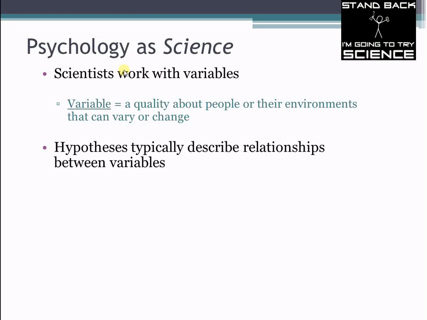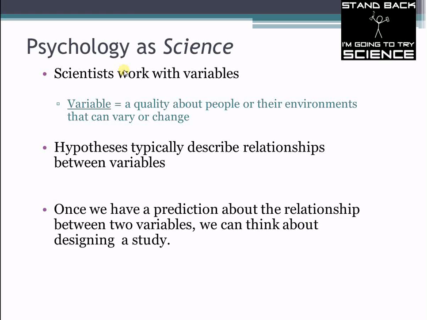Okay. Typically, hypotheses describe relationships between variables, right? So, for example, another couple variables that we talked about are consuming violent media and aggressive behavior. Violent media consumption and aggressive behavior are variables. We can measure the amount of time someone plays a violent video game or the amount of violent movies that people watch. We can measure aggressive behavior in a variety of different ways. We can make predictions about the relationships between those variables. Once we have a prediction, then we start designing our study.